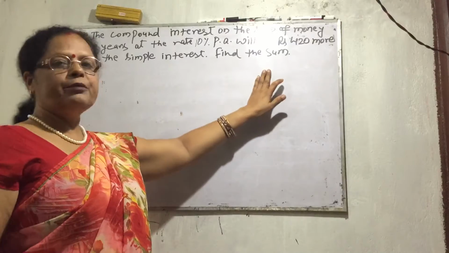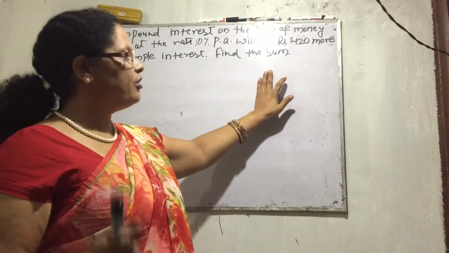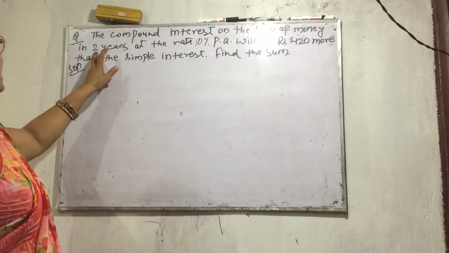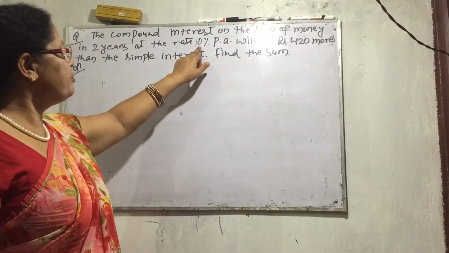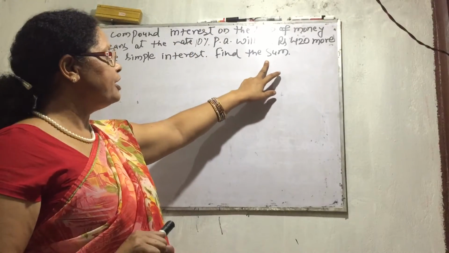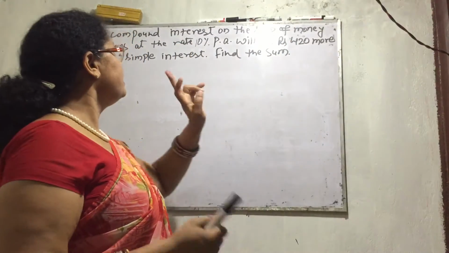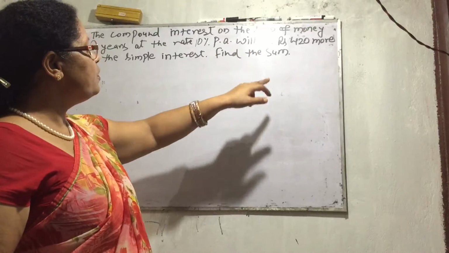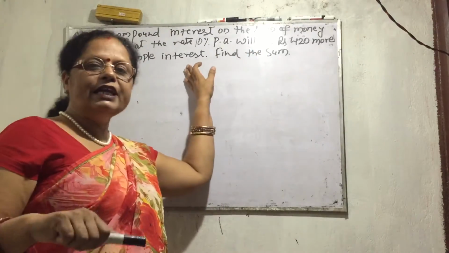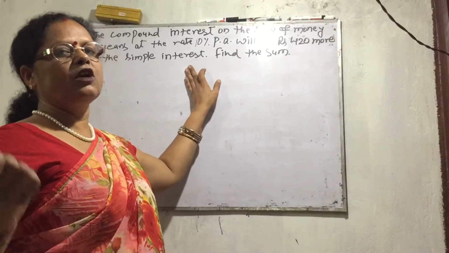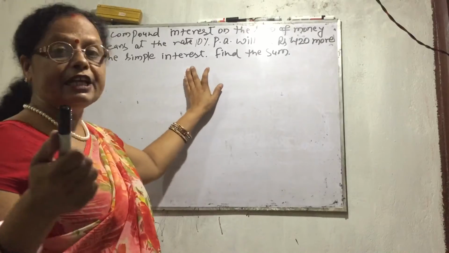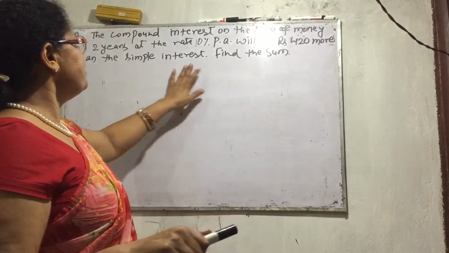Find the sum. Means P we have to find out, and 2 years, that means T is given, 10%, that means R is given, and P we have to find out. And one more thing is given, will be rupees 420 more than the simple interest. Means compound interest will be 420 rupees more than the simple interest.